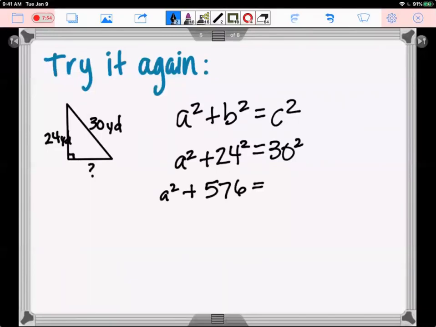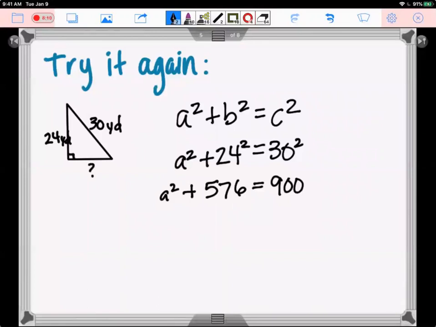I'll give you a hint. It's not 90. It's not 60. 30 times 30 is actually 900, right? Because it's 9 with 2 zeros. So if you're not sure, check it on your calculator. 30 times 30, 900. All right, now what can we do?